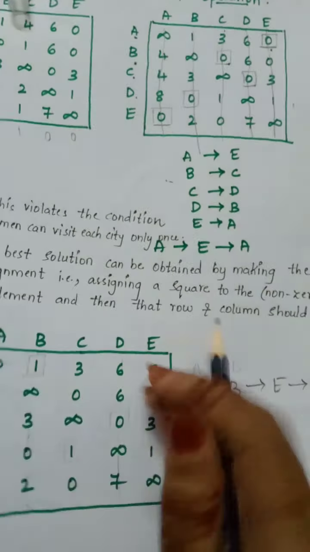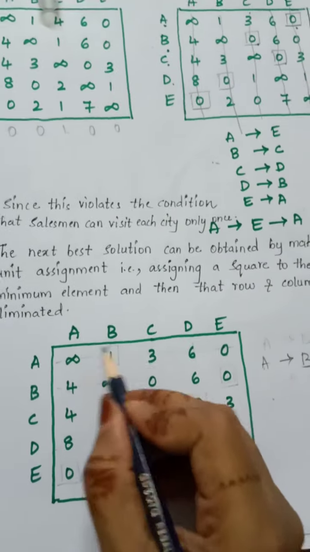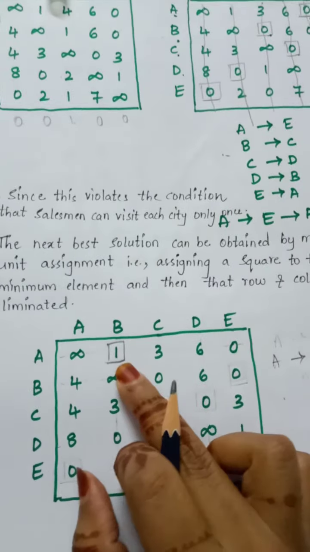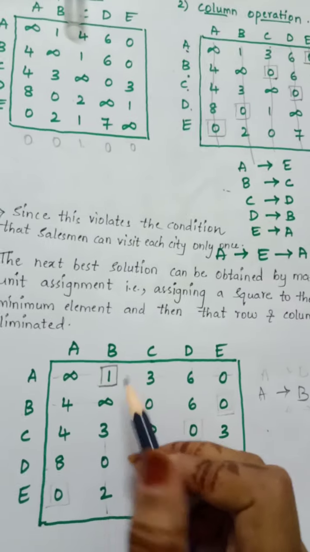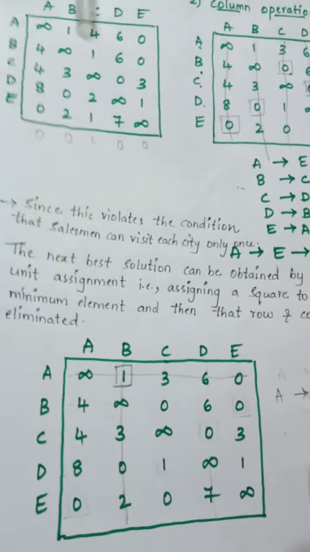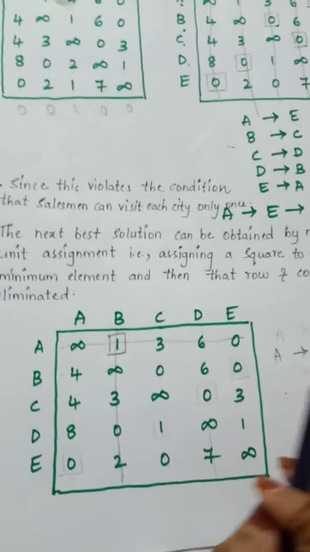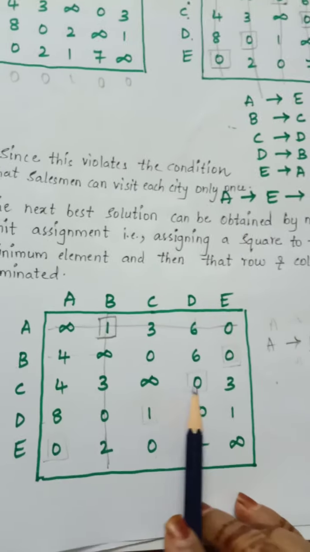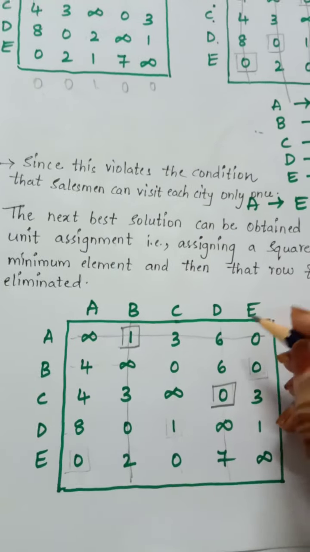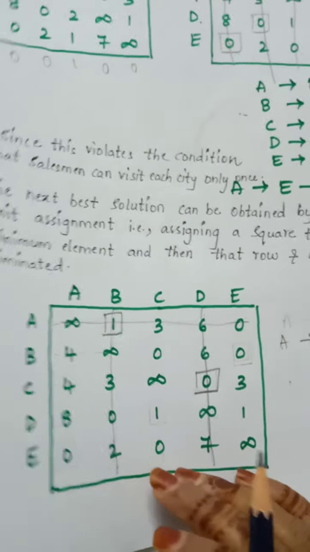Starting from the first row students, I am doing the row scanning. I am giving a unit assignment to this 1 value. Whenever the unit assignment is done, we have to cancel that particular row and particular column. Next, in the second row there are 2 zeros, so skip that row. Next, in the third row there is only 1 zero, and draw a vertical line crossing that zero.